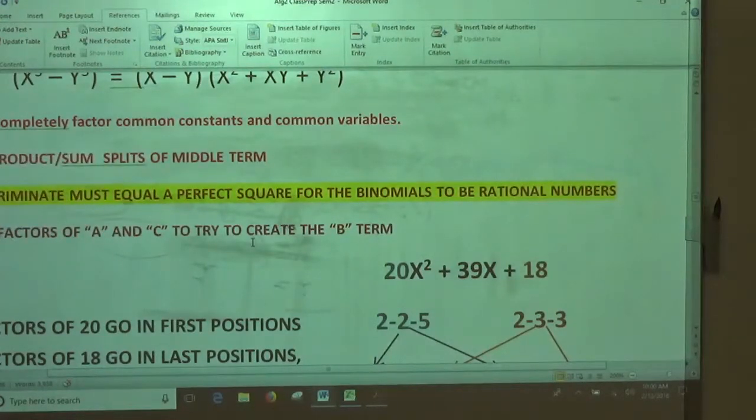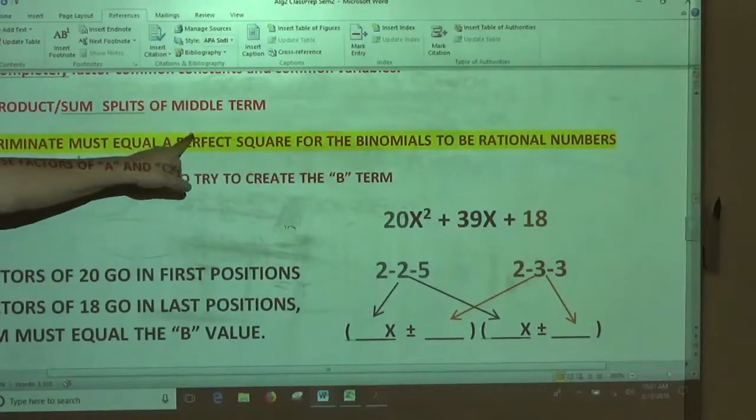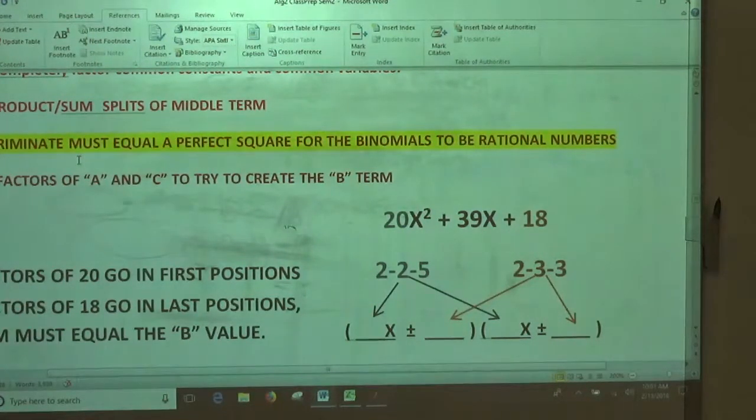Okay? Now, product sum splits the middle term. I'll explain that in a second. Now, here's something that's an academic exercise. The discriminant must equal a perfect square if the binomials are going to be rational. Because if you take b squared minus 4ac, if that number is a perfect square, then you can factor it. If that number is not a perfect square, then it's going to have a square root, and the only thing you can do is use the quadratic formula, but in a factoring problem, they're not going to give you a quadratic formula answer. Does that make sense? So if the directions are factor completely, then you should be able to factor that trinomial into 2 binomials.